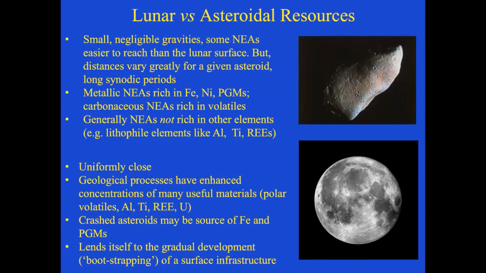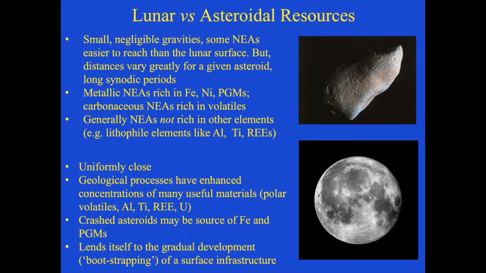But because they're in independent, quite eccentric orbits about the sun, it may be many years before a given asteroid becomes close to the Earth again. So in terms of mining a given asteroid, this would complicate things, that the distance between the Earth and the asteroid is constantly changing. And that's not the case for the moon, obviously.